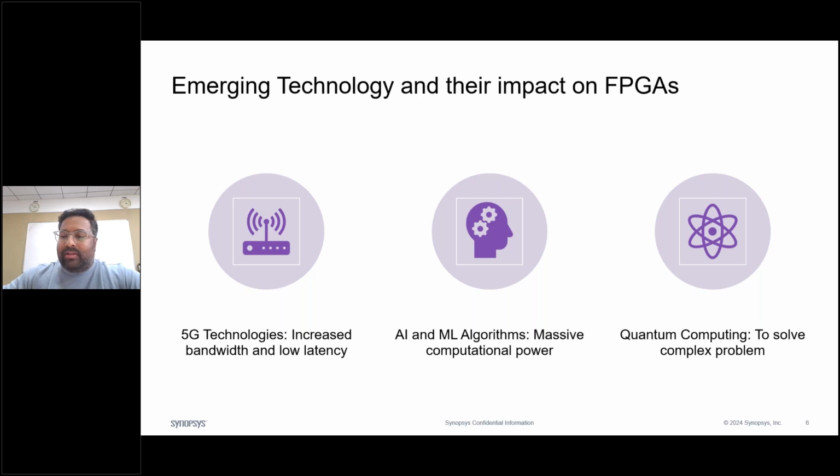The development of quantum computers is at a very early stage, but FPGAs can be extensively used to prototype and evaluate quantum computing applications.